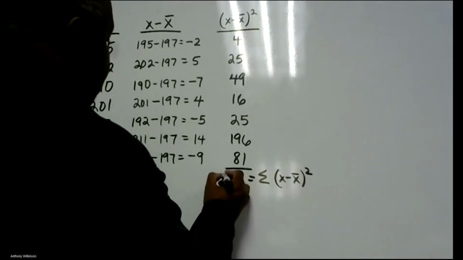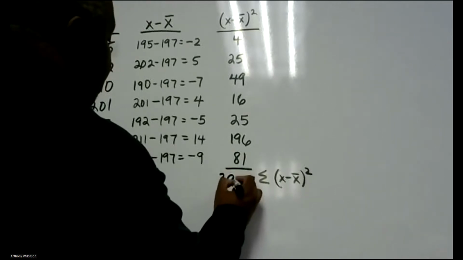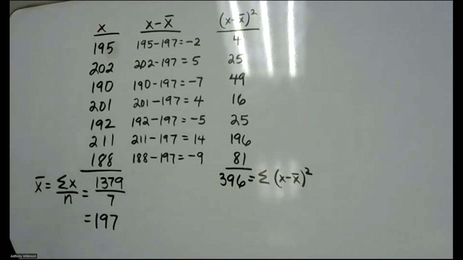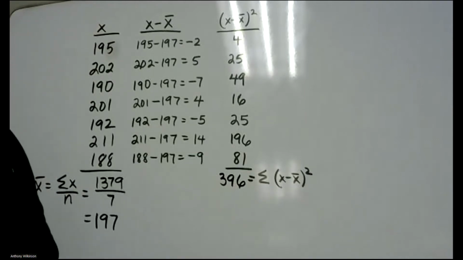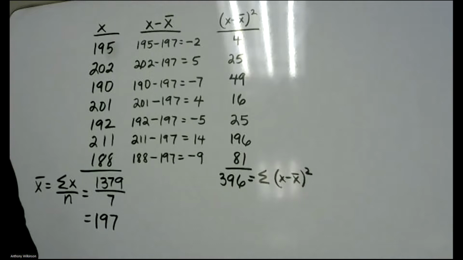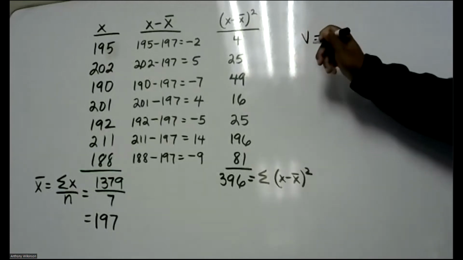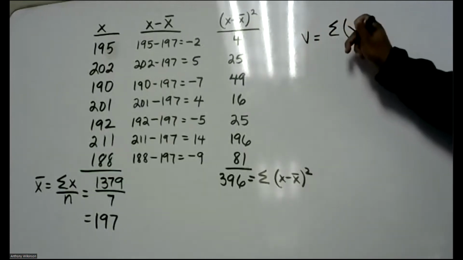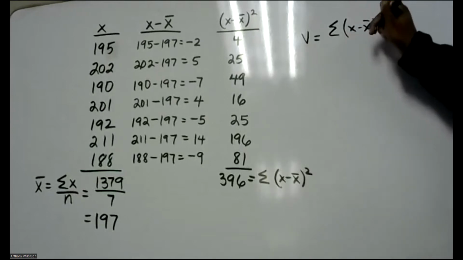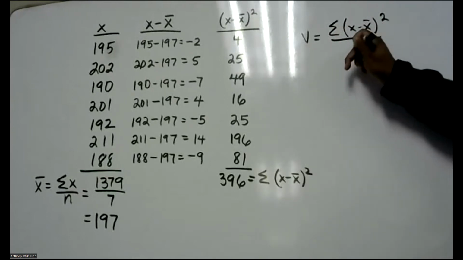And what would that be? Yeah. So this will be 396 here. And then step number 5 is to divide the sum in step 4 by n, and that's to obtain the variance. So in other words, I'm going to move over here. That variance, of course, is just the sum of x minus x bar quantity squared divided by n.